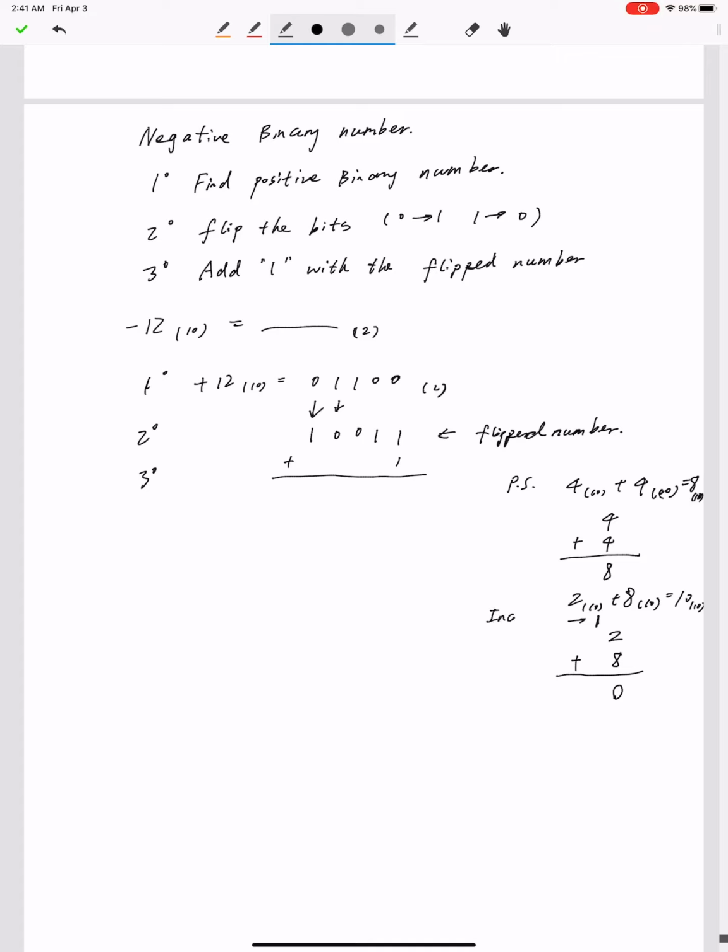increment on the top side of these two numbers, right? And you put the increment 1 here. So that's the result. Give you another example.